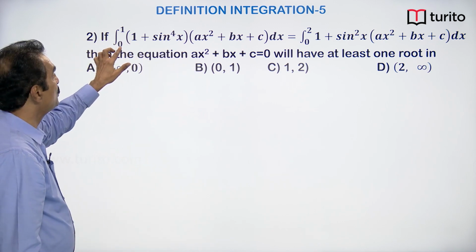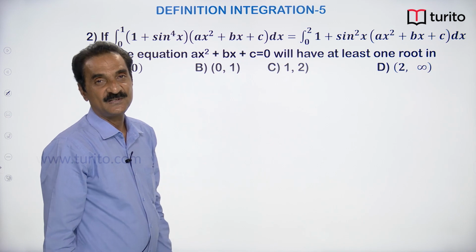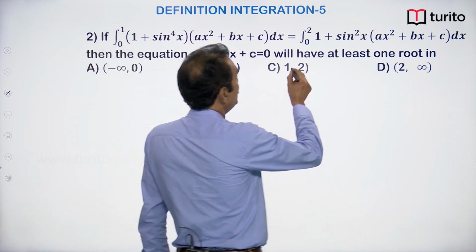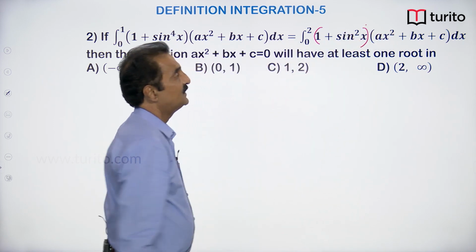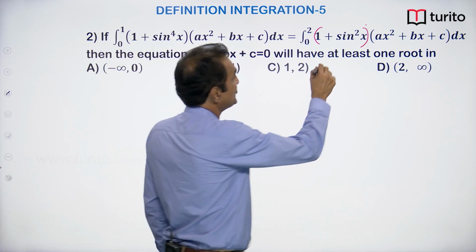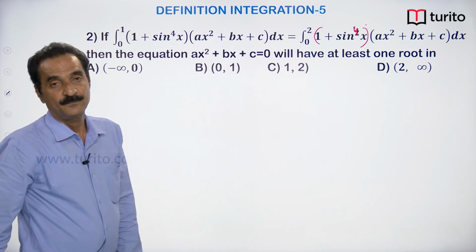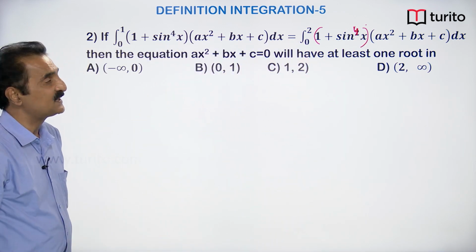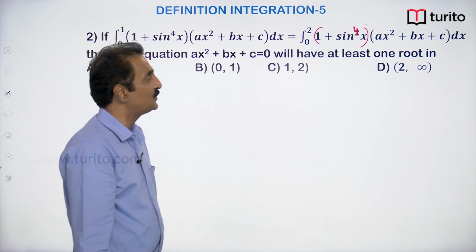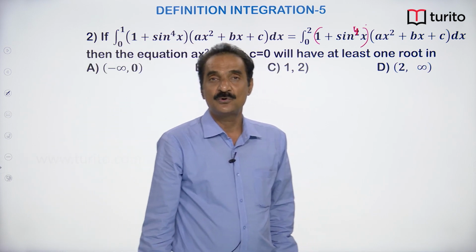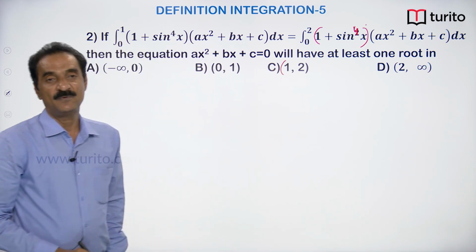If integral 0 to 1 (1 + sin⁴x)(ax² + bx + c) dx is equal to integral 0 to 2 (1 + sin²x)(1 + sin⁴x)(ax² + bx + c) dx, then the equation ax² + bx + c = 0 will have at least one root in the interval. Options are given. This is open 1 to 2.